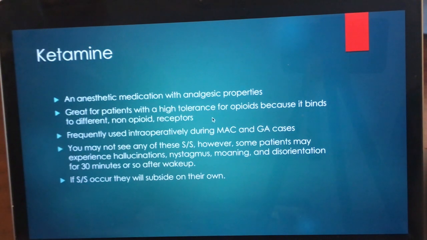It has, however, several temporary side effects, such as disorientation, hallucinations, nystagmus, and moaning. If you see any of these postoperatively, the effects will not last long. They will wear off by themselves within 30 minutes or less.